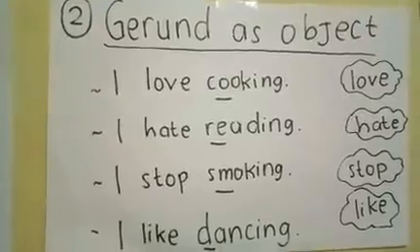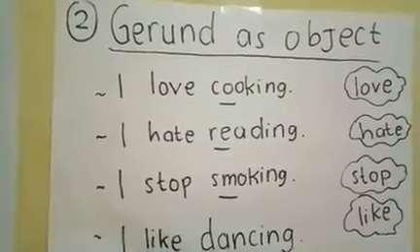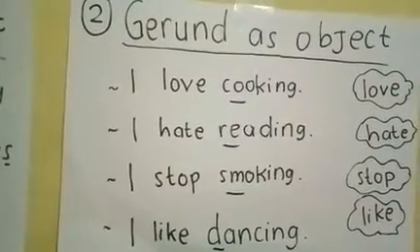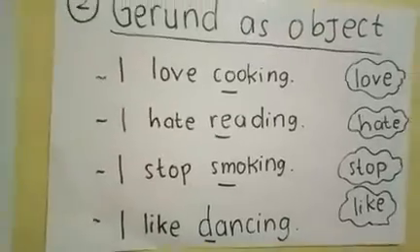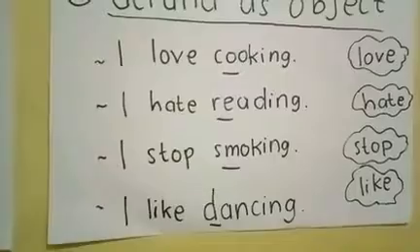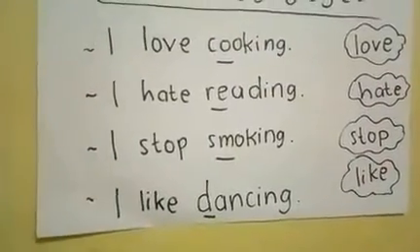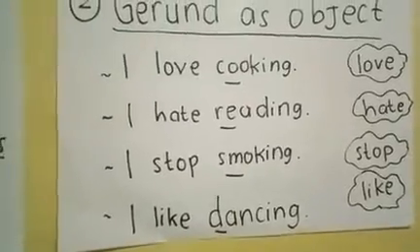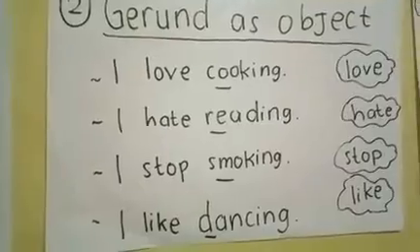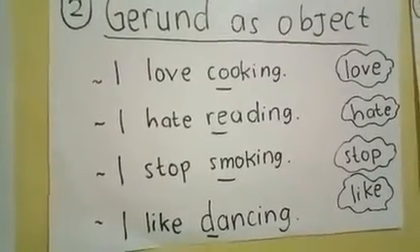Look at that. You can put gerund after the verb as object. Look at this. I love cooking. I hate reading. I stop smoking. I like dancing. Okay, so basically, if you use gerund as object, it means that it's really your habit.